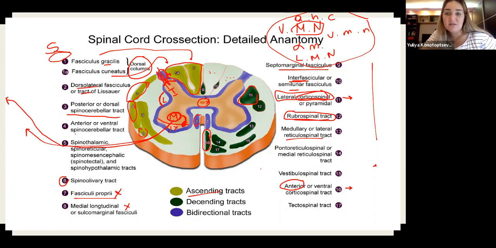Reticulospinal tract, not so important. So the 13, 14, you can skip it. Tectospinal is important. We'll talk about it later. Okay, so tectospinal is important.